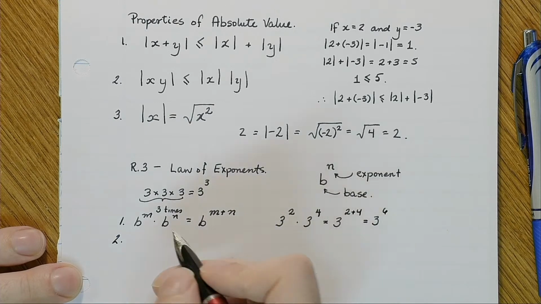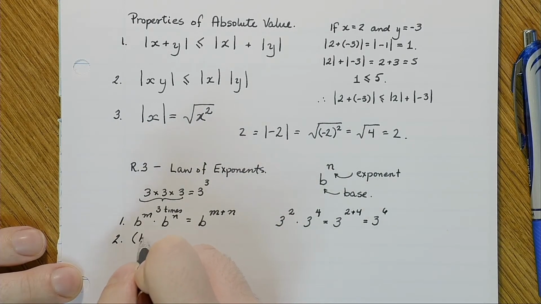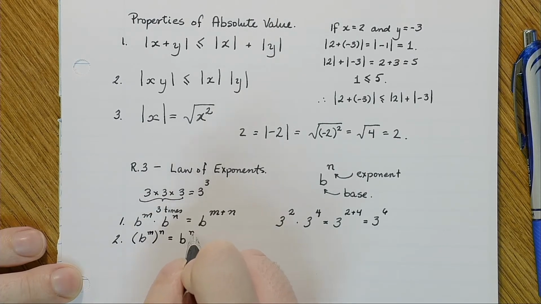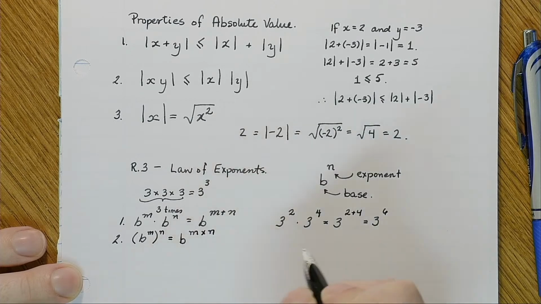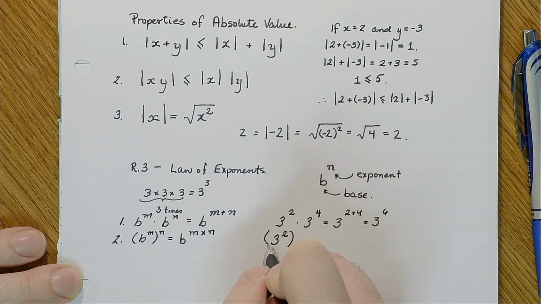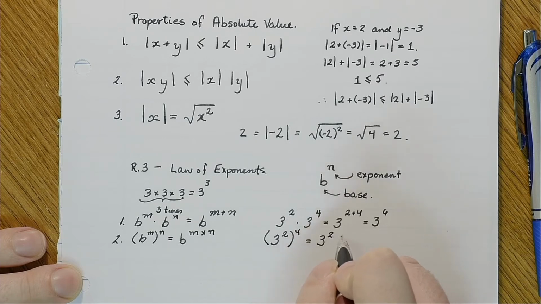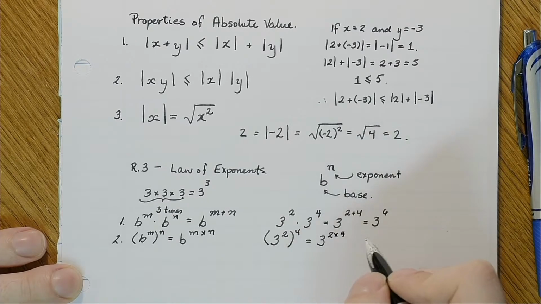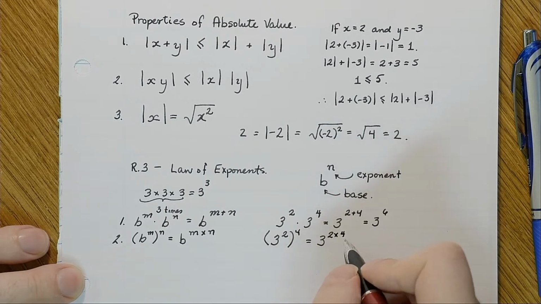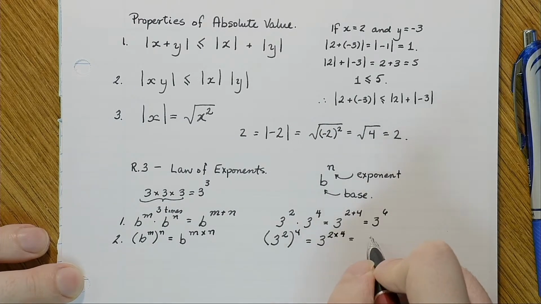Number 2, if I have b to the m to the n, that's equivalent to b to the m times n. So I have 3 squared, let's say to the 4th, that's equal to 3 to the 2 times 4, which is 2 times 4 is 8.